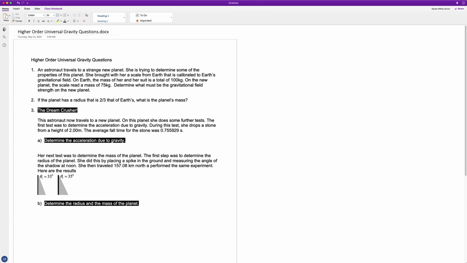We're still continuing on with dynamics, and we're approaching the end, and we're looking at specifically these higher order universal gravity questions. We're going to start off with questions 1 and 2. Question 3 is slightly different than 1 and 2, and it's, as you can see, affectionately referred to as the dream crusher. You'll see why momentarily, but we're going to focus on questions 1 and 2 first.